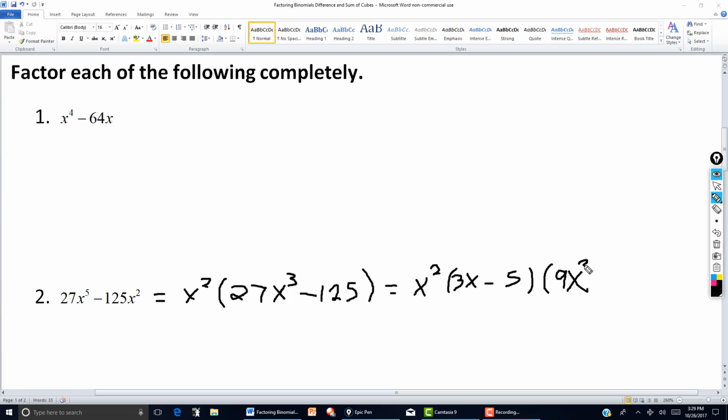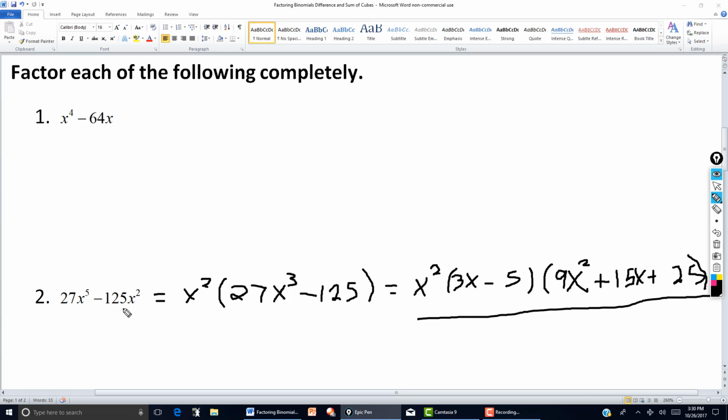9x squared. And then remember here, the sign here is opposite of what we have in the parentheses. So this is a minus and this is a plus. That's from the formula. So it's plus. And then the product of 3x and 5 is 15x. And then it's plus the second root squared. So square it, that's 25. Okay, so that's your complete factorization right here. X squared, 3x minus 5, 9x squared, plus 15x plus 25.